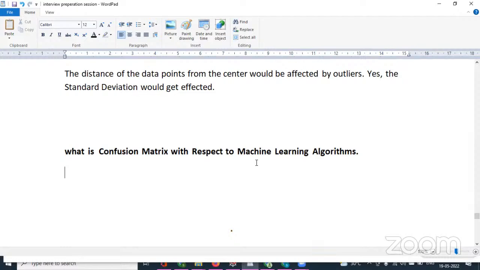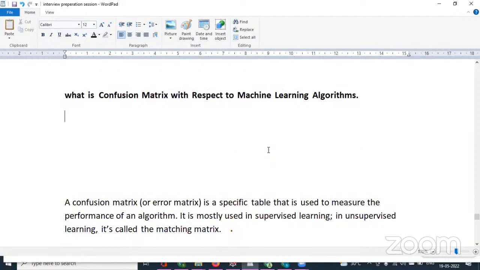Yeah, it is an evaluation matrix when it comes to classification. Srikanth, yeah, when it comes to binary classification, it will be a 2 by 2 matrix, but it is not always 2 by 2. We will be dealing with multi-level classification, right? So it won't always be a 2 by 2 matrix. A confusion matrix or error matrix is a specific table used to measure the performance of the algorithm. It is mostly used in supervised learning, where it is also called the matching matrix.